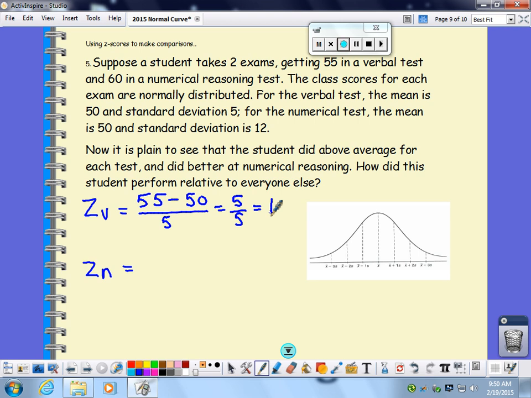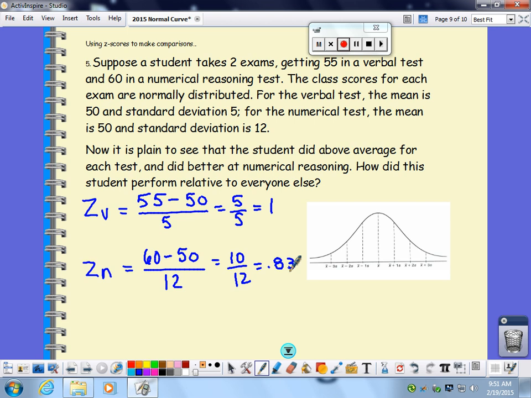All right, let's do the same thing with our numerical. So the student scored 60 with a mean of 50, but a larger standard deviation of 12. That means the score was more spread out. All right, so we're going to do this math. You're going to get 10 over 12, which is 0.83.